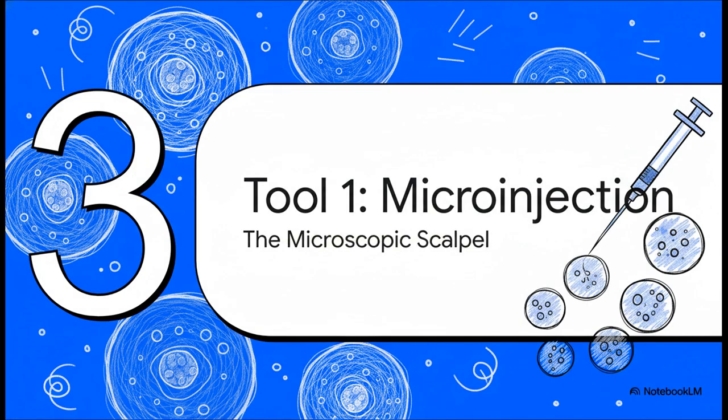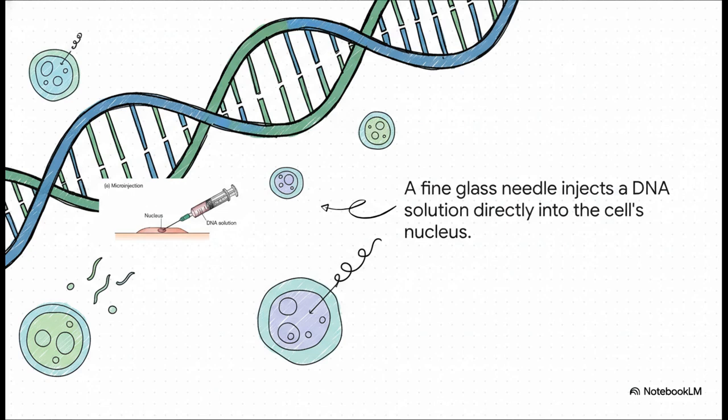All right, tool number one. This one is all about precision. I want you to imagine performing surgery on something you can't even see with your own eyes. That's basically what we're talking about with a technique called microinjection. The idea here is, well, it's pretty straightforward. You literally take a tiny, super fine glass needle, fill it with the DNA you want to use, and then you physically inject it right into the heart of the cell, the nucleus. It doesn't get much more direct than that.